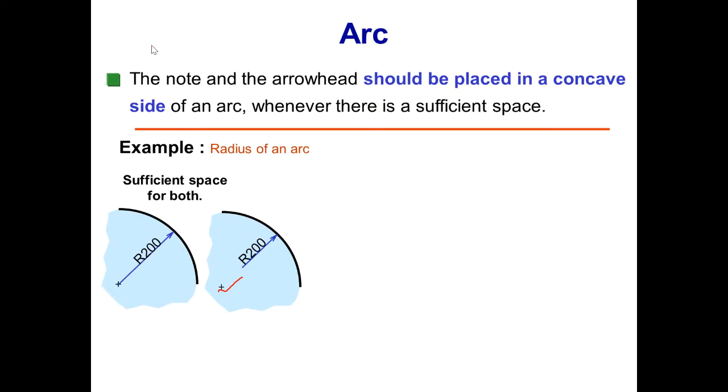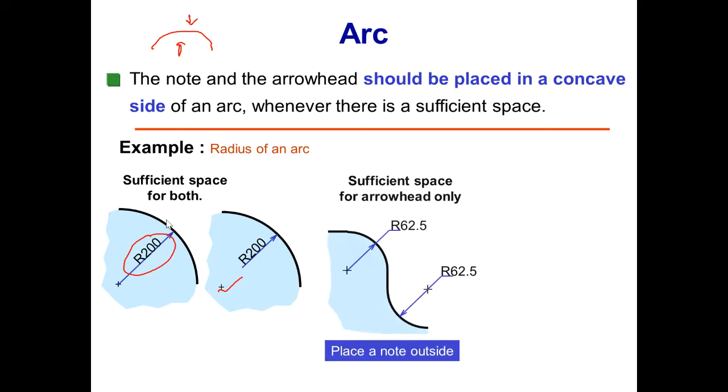concave side, for example ये अगर आपका है, तो this is the concave side and this is the convex side. तो जो concave side है वहाँ पे आप अपने इसका radius put करना है या आपने information put करनी है if there is a sufficient space. So sufficient space for arrowhead only. अब यहाँ पे अगर आपके पास space सिर्फ arrowhead की, you cannot put radius, तो आप क्या करोगे, यहाँ पे leader और note place कर दोगे.